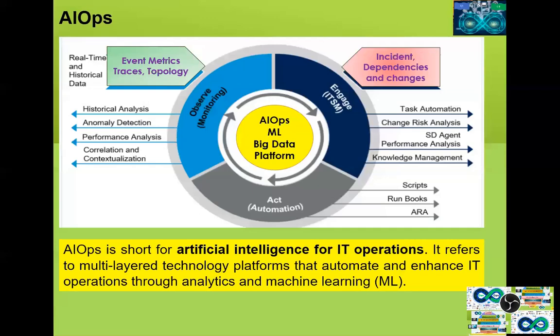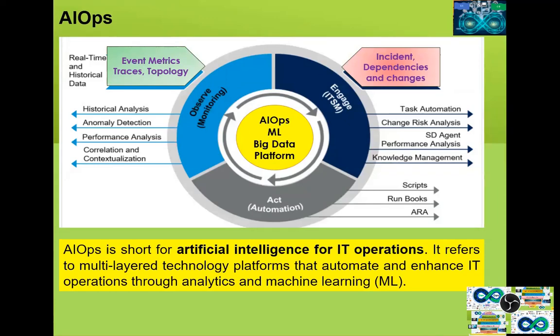Then comes AIOps, artificial intelligence for IT operations. Again, it's a detailed topic, but I just want to give you the terminology. AIOps is short for artificial intelligence for IT operations. It refers to multi-layer technology platforms that automate and enhance IT operations through analytics and machine learning, AI/ML. I don't need to jump into details, but the traditional ITSM, IT service management, and the AI way of doing IT are totally different. Continuous monitoring tools are here, and the statistics and metrics are different. We have statistics coming in day to day, and metrics continuously gathering the statistics. Then we have incident management.